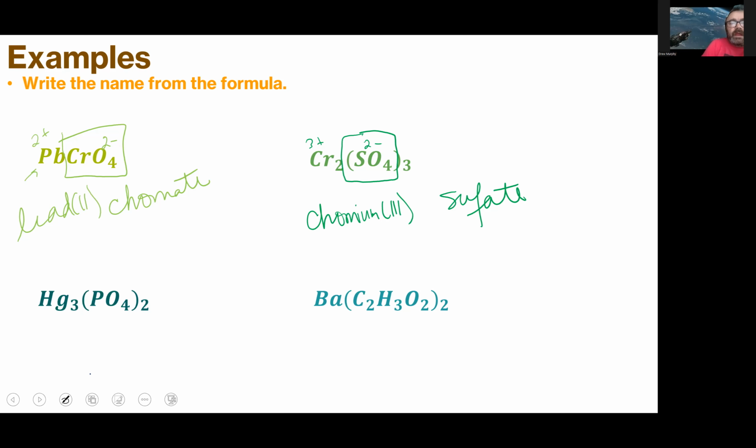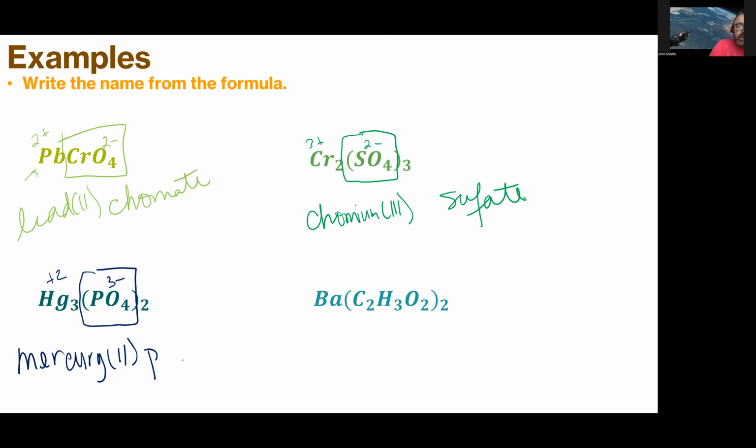We'll come down here. We have this guy. Here's a polyatomic, PO4. Remember, PO4 is 3 minus. So again, if there's 2 PO4s that are 3 minus, this mercury has to be a plus 2. So this is, spelled weird because I can't write it any other way, mercury 2 phosphate.